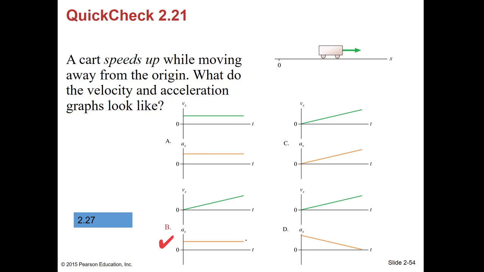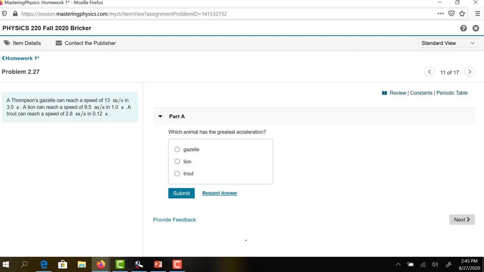Okay, let's look at 2.27. So for this problem, we've got a Thompson's gazelle can reach 13 meters per second in 3 seconds. A lion can reach 9.5 in 1 second. And a trout, of all things, can reach 2.8 in 0.12 seconds. Which has the greatest acceleration?